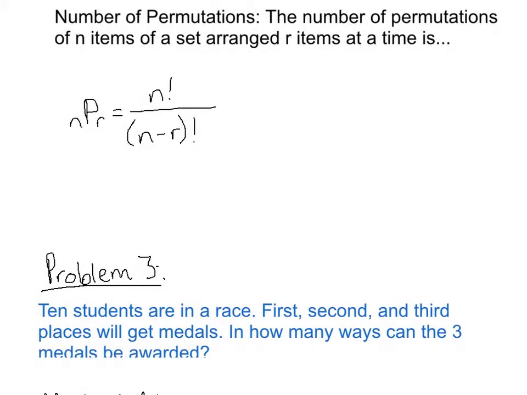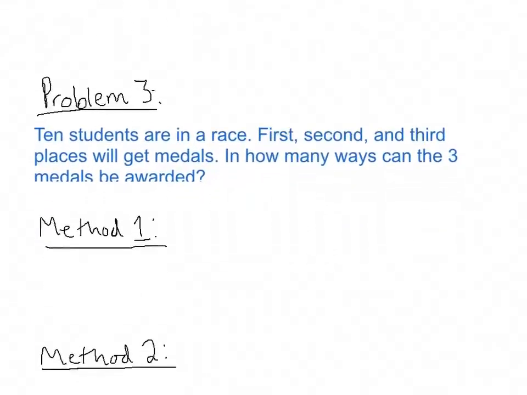Next, we're going to look at the number of permutations of a certain number of items of a set arranged r items at a time. It looks like nPr. So n is the number of items total, and r is how many items we're going to take at a time. And it's going to be n factorial over n minus r factorial. To illustrate this property, it's easiest to see an example.